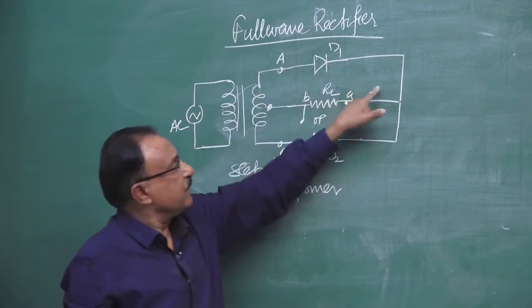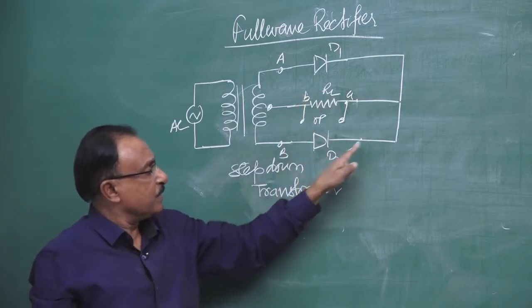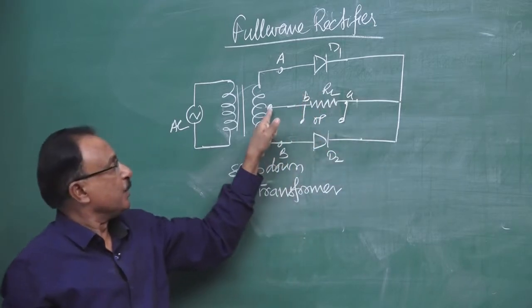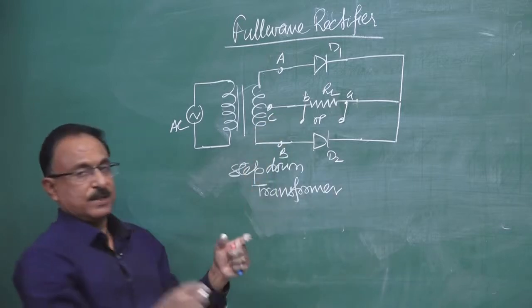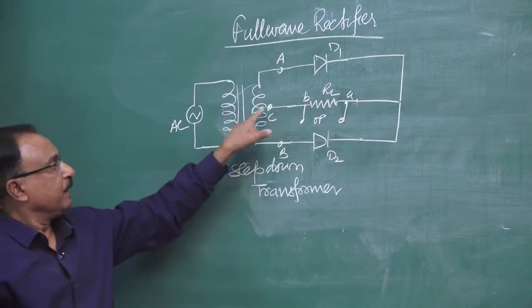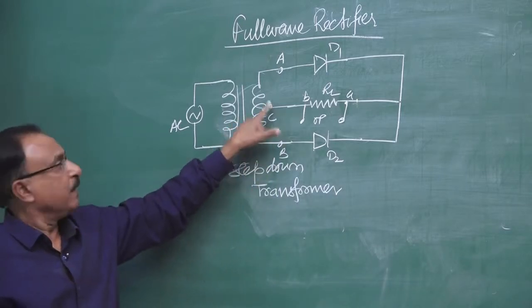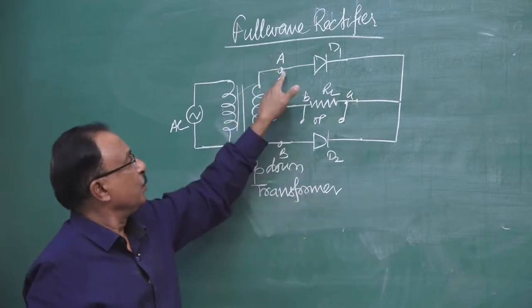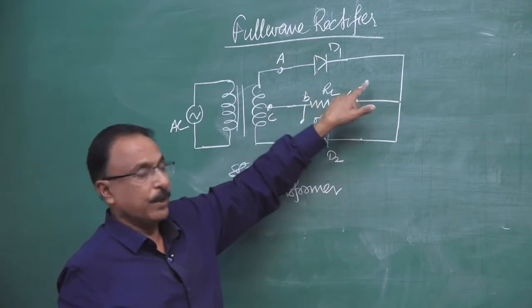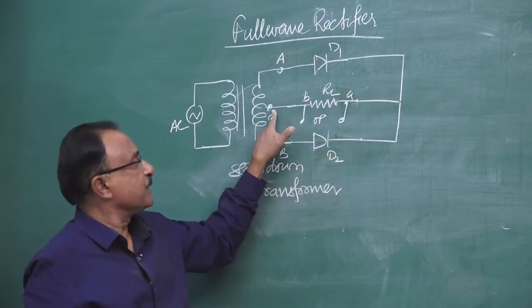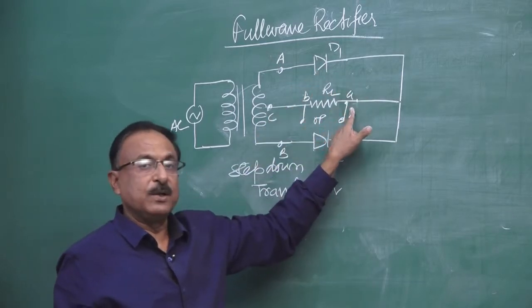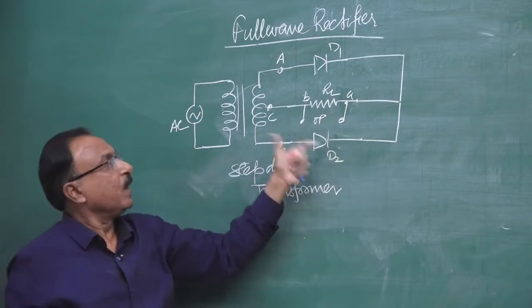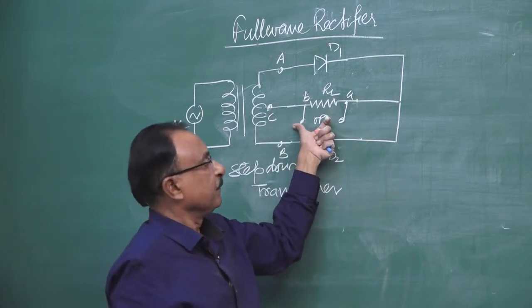So the load is in series with diode D1, and the load is in series with diode D2 also. C is the center tapping of the transformer, a terminal in between the coil. So this time we are using three terminals of the coil. To the end terminals we connect the diodes D1 and D2, and to the center terminal we connect the load resistance.